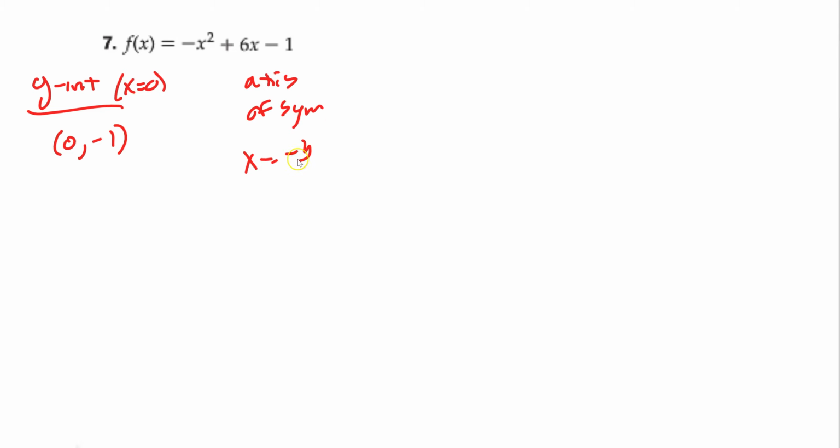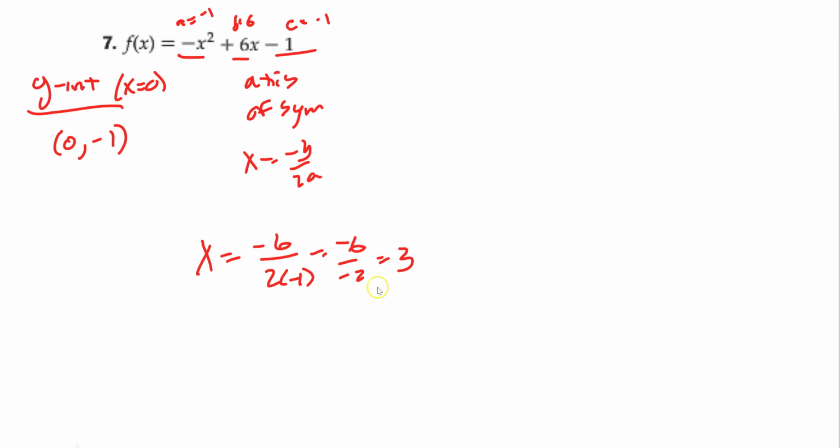x equals negative b over 2a. So my a here is negative 1, it's a coefficient. You never just put x, it's always just the coefficient. So it should be a number. Here b is 6. And then this is my c, negative 1. So in this case, I get x equals negative 6 over 2 times negative 1. Negative 6 over negative 2, or just 3. So my axis of symmetry is x equals 3.